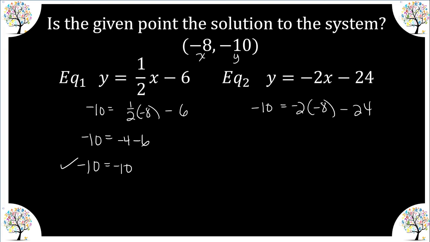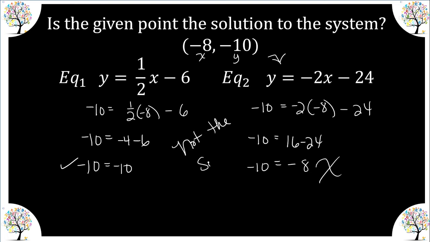Now let's see if it's part of equation 2. Negative times negative is positive. We get negative 10 is equal to negative 8. This is not true. So this point is not part of this line. So this is not the solution.